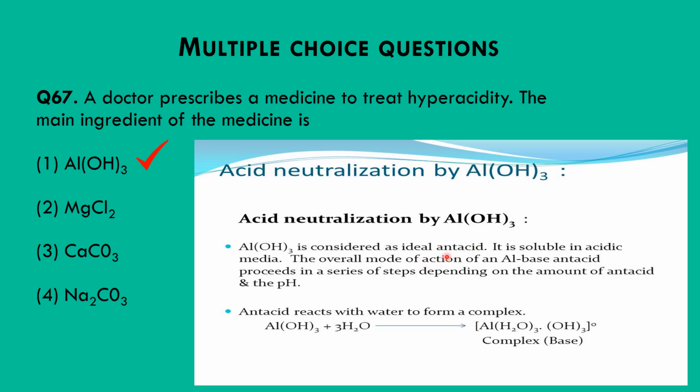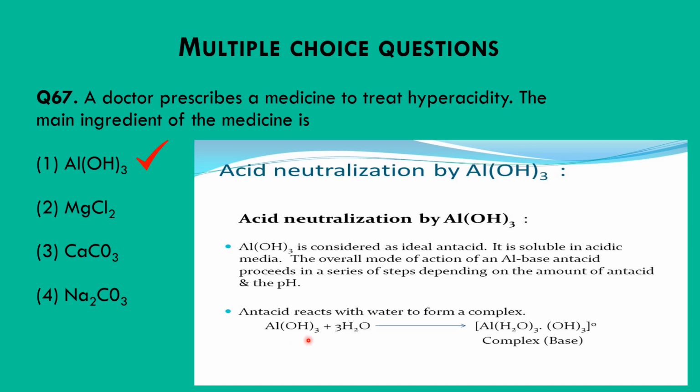Already I told you it will act as a base. It is soluble in acidic media. It will be soluble in hydrochloric acid. The overall mode of action of an aluminum-based antacid proceeds in a series of steps, depending on the amount of antacid and the pH. It depends upon how much antacid there is, and also upon the pH of the hydrochloric acid in your stomach.